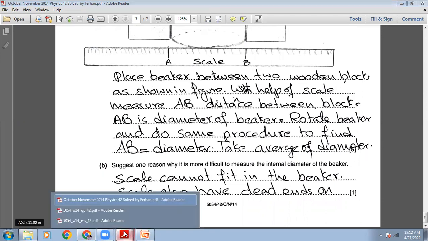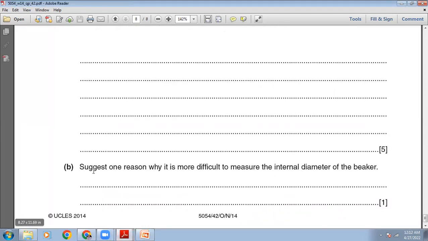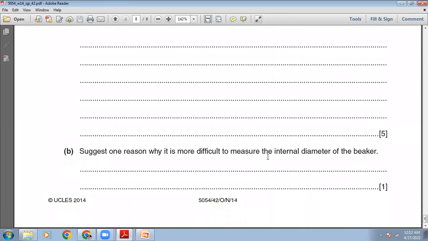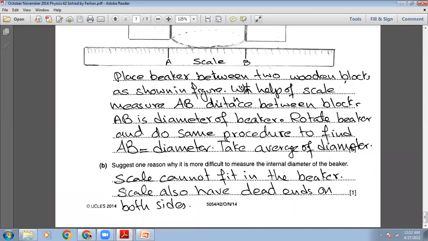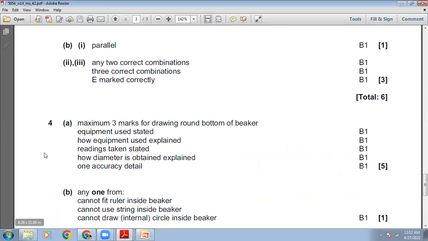Okay. Then their question is, suggest one reason why it is more difficult to measure the internal diameter of the beaker. You see, if you want to measure the internal diameter of the beaker, one difficulty is that you cannot put the scale inside the beaker. The scale is longer and you cannot put a scale inside the beaker. That's a problem. The scale cannot fit in the beaker. The scale also has dead ends on both ends. That can be a reason.